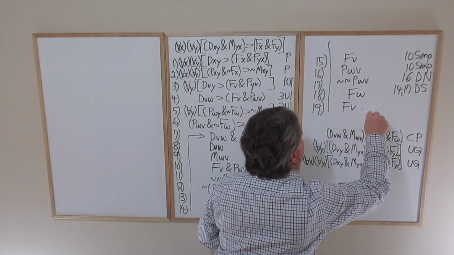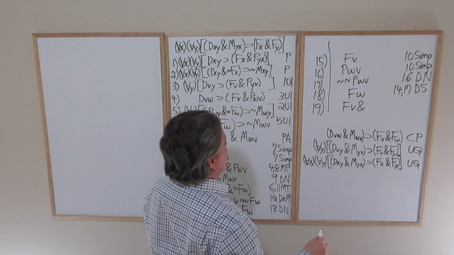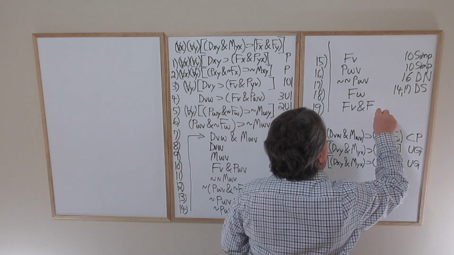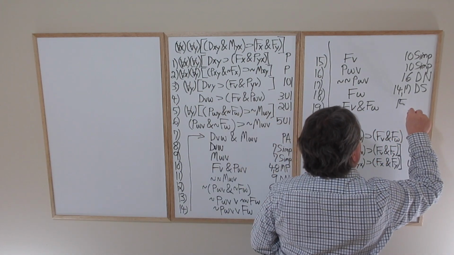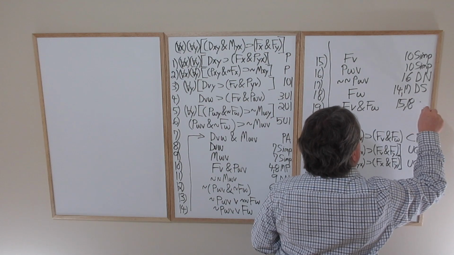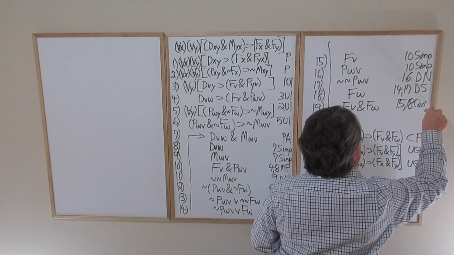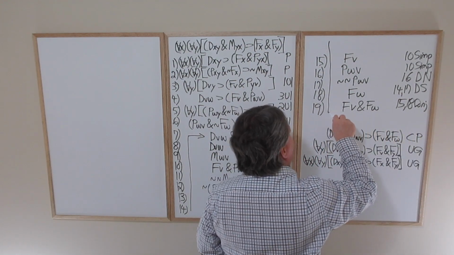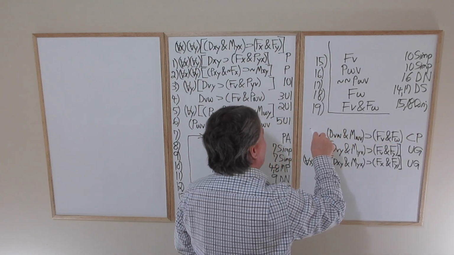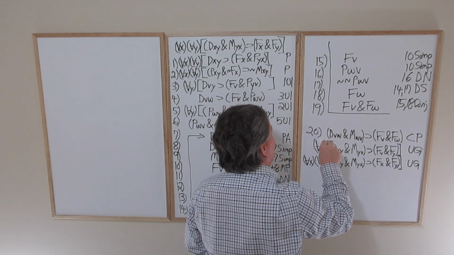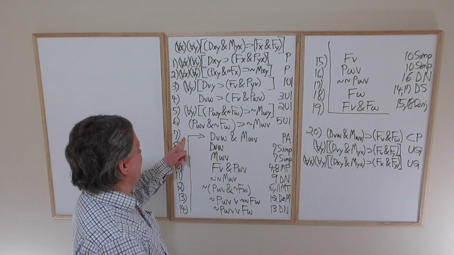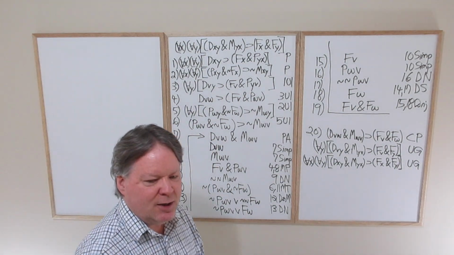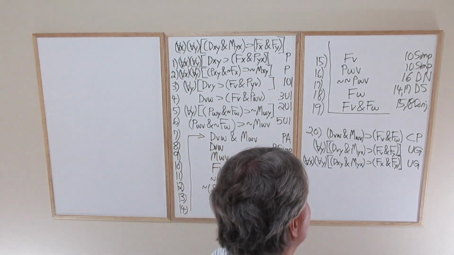FV and FW, that's just 15, 18. Conj, and that ends our subproof, so that got a little bit of an unsightly gap, but line 20 is 7 to 19 CP.